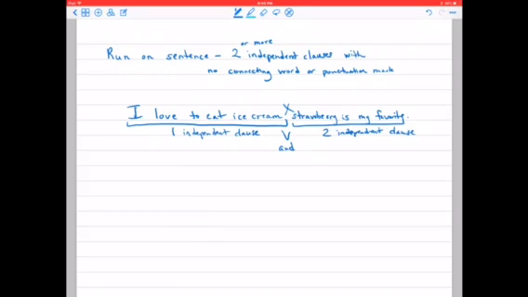It's not, I love to eat ice cream and strawberry is my favorite. Or, I love to eat ice cream, but strawberry is my favorite. We don't have a comma, but, or and. We don't even have, I love to eat ice cream, semicolon, strawberry is my favorite. We don't have any of those things. All that we have is, I love to eat ice cream, strawberry is my favorite. Well, that's a run-on sentence.